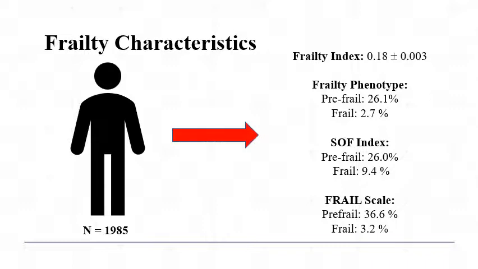Here are the frailty descriptives of the population. The average FI was 0.18, and 2.7, 9.4, and 3.2% of the population was considered frail by the frailty phenotype, the FOF index, and the frail scale, respectively.